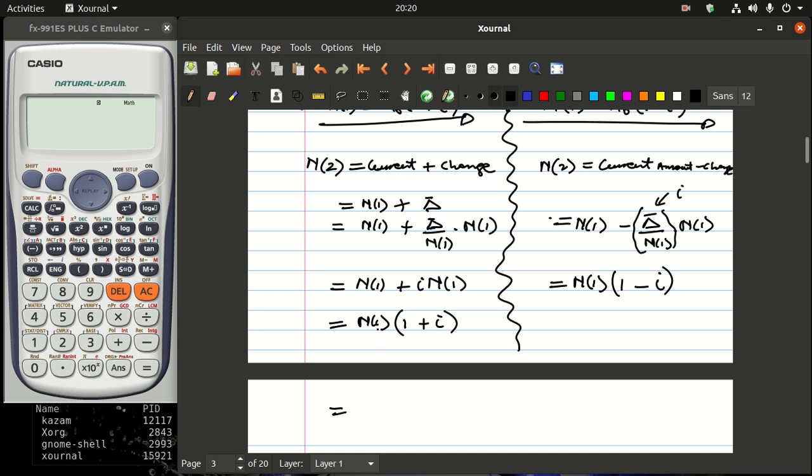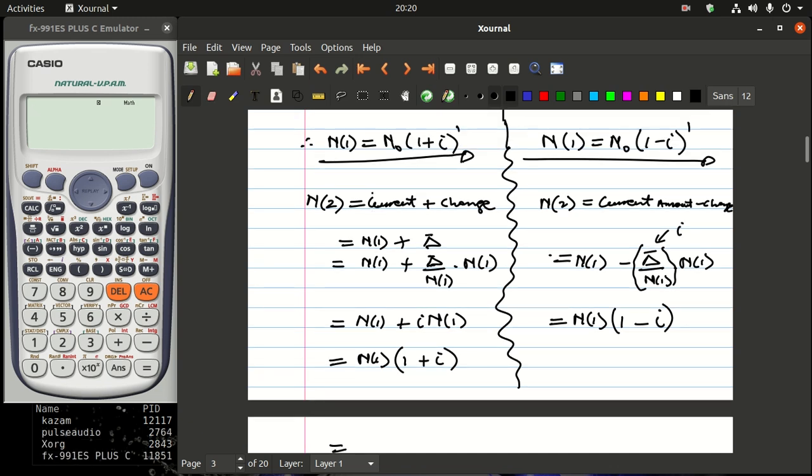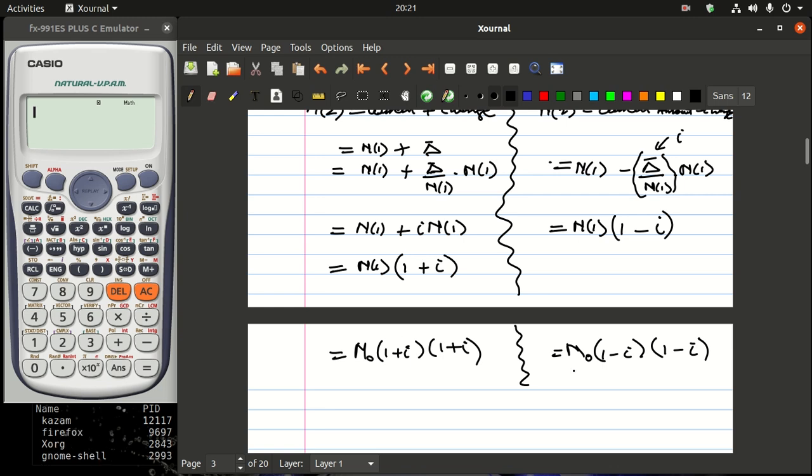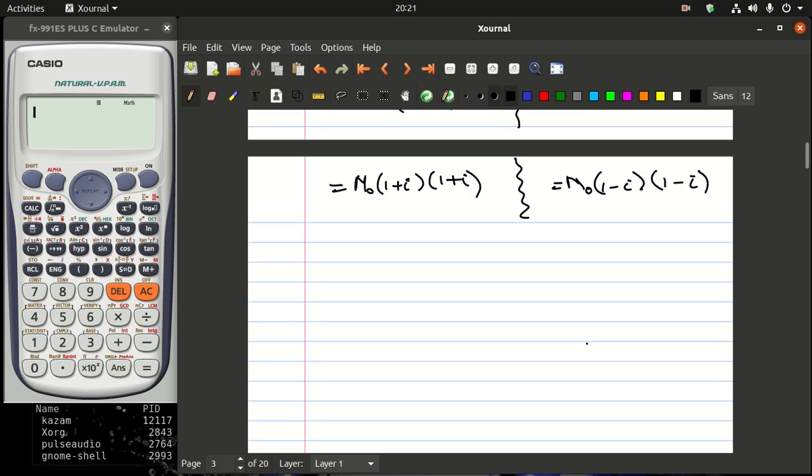But if you look into n1, we said that it was equal to n0 into 1 plus I this side, so we have n0 into 1 plus I times this 1 plus I there. And the same thing this side, I will have n0 into 1 minus I and times 1 minus I, which is this. So I just replaced this by that, which was our n1 in the decay. Now, if you look into this, we have n0, and then we have 1 plus I all raised to 2. We have 2 of these.